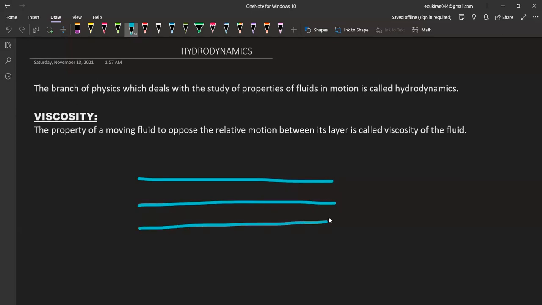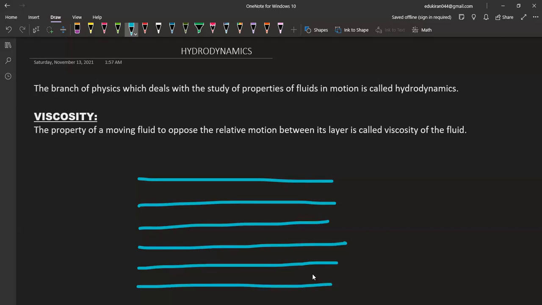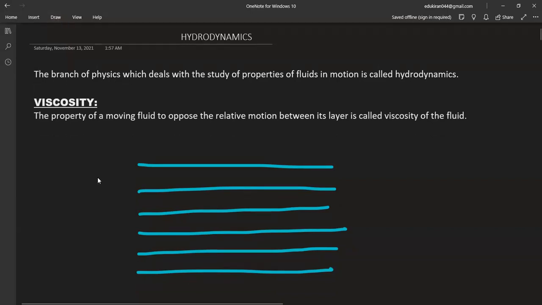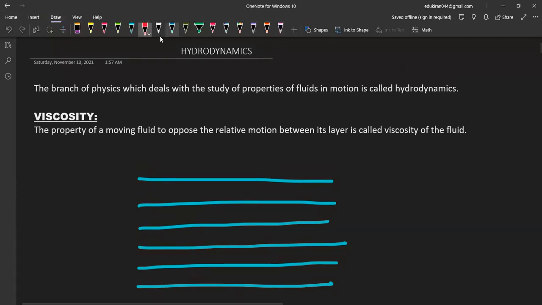So we'll be studying about these in detail now. Because when you're talking about the motion of fluid, you have to have knowledge about each layer. So I am writing each layer separately so that you can focus on it. Now see, when the fluids flow, suppose that this entire fluid is moving with the velocity v.